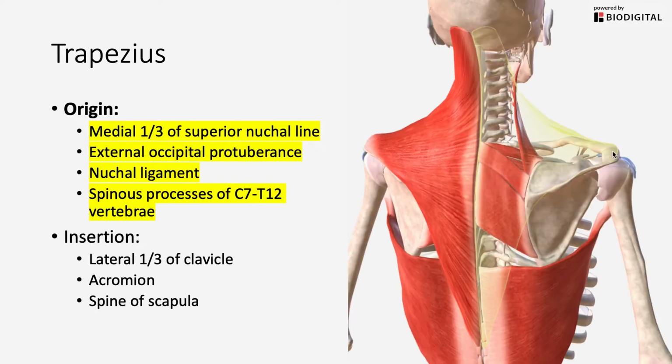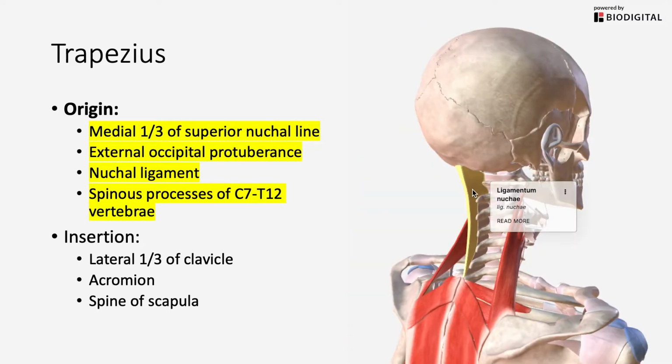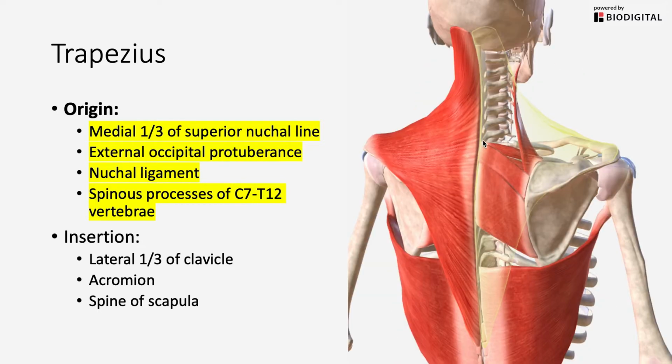So the origin of your trapezius, it starts on the medial third of your superior nuchal line and your external occipital protuberance on the base of your skull. Then it goes down your nuchal ligament, so that's the ligament down your cervical spine, and then it's going to attach to the spinous process of C7 to T12 vertebrae, so all the way down here at the bottom of your thoracic spine.